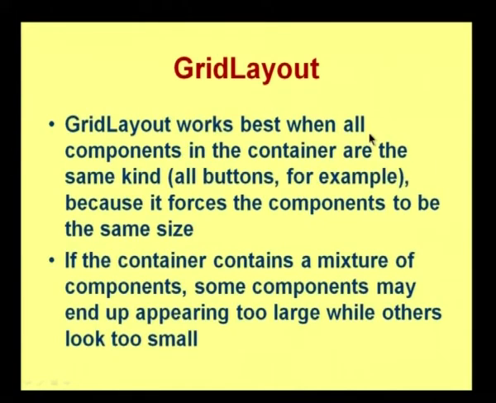Grid layout works best when all components in the container are of the same kind, for example all buttons, because it forces the components to be of the same size. If the container contains a mixture of components, some components may end up appearing too large while others look too small. So normally grid layout is used when you place the same set of components in the form of rows and columns, because a particular component may have a good look and feel only at a particular size. If I have all buttons, then it is easy for me to construct a grid, so in that case I can go in for grid layout.